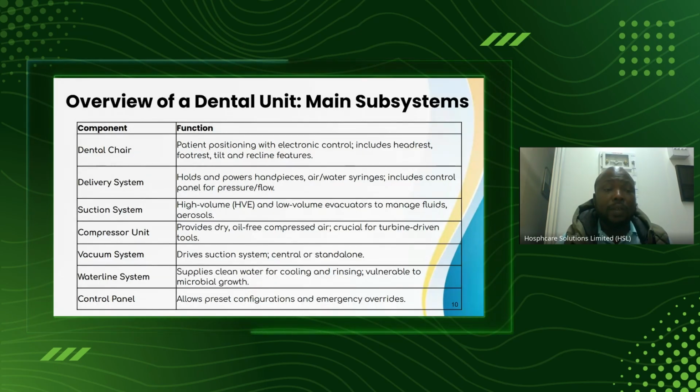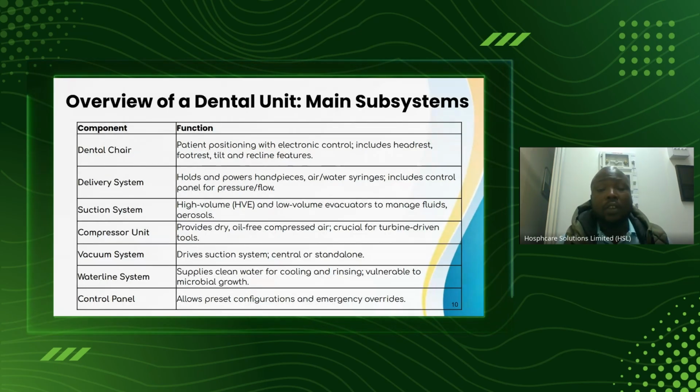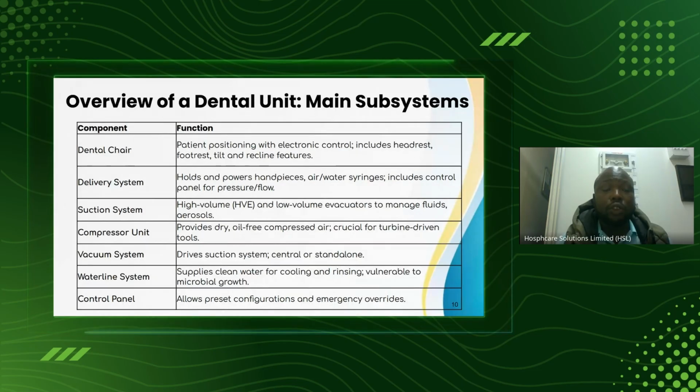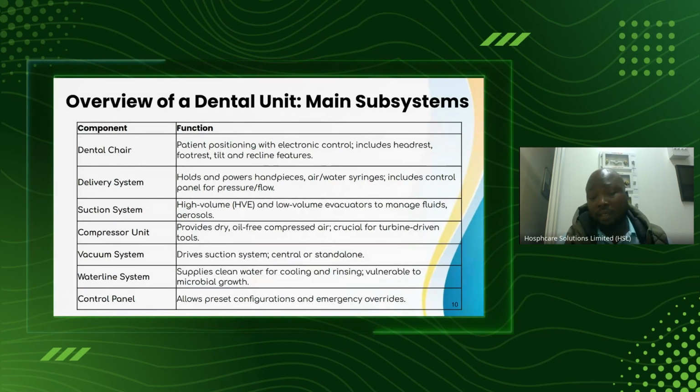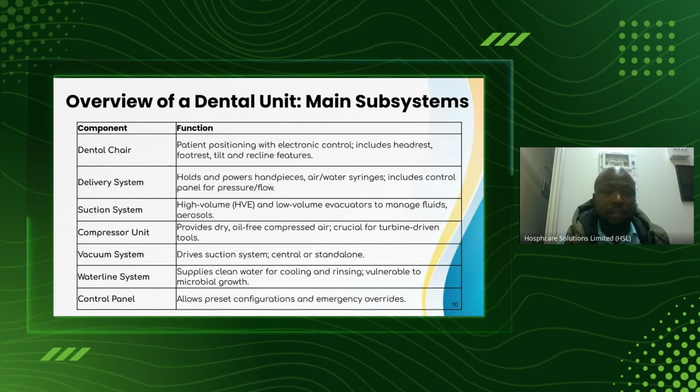Then we have a compressor unit. The compressor unit is where our pneumatic compressed air comes from. It should be oil-free, silent, and clean. Then we have the vacuum system. As I said, we have the central vacuum system and we have the internal vacuum system.